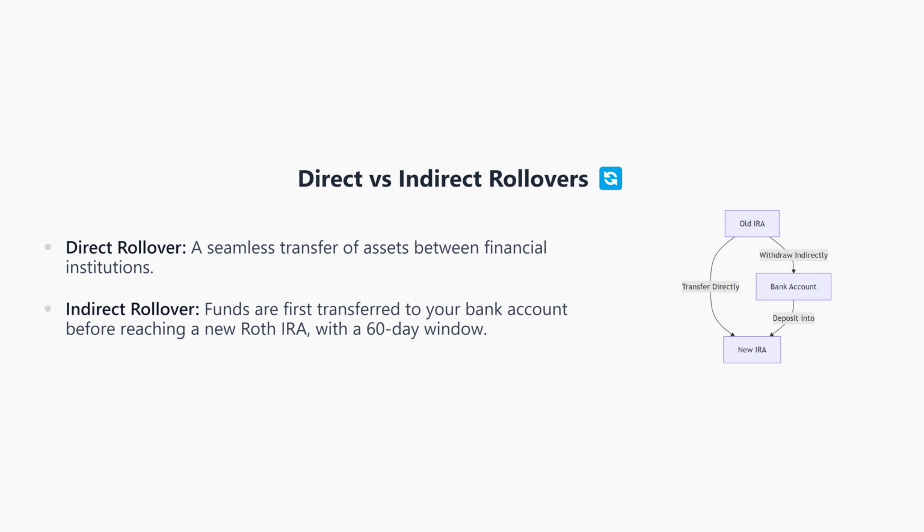To understand the types of rollovers, we have direct and indirect options. A direct rollover is a seamless transfer of assets directly between financial institutions. On the other hand, an indirect rollover involves receiving funds into your bank account before moving them to your new Roth IRA. Here, you have a 60-day window to complete this transfer.